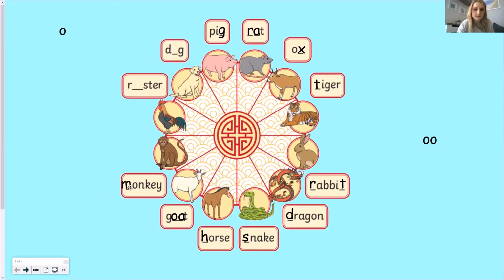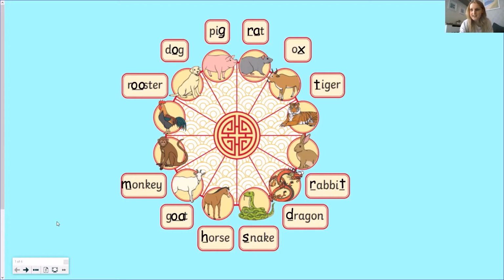And here, of course, we have a monkey. And this one, it's a rooster. R, oo, st. Ah, this was our sound some of us were looking at yesterday. Rooster. And here we have dog. I bet some of you have got a dog at home. D, o, g, dog. And that's our final sound to put in. Check the answers. Did you get them all right? Well done for joining in.